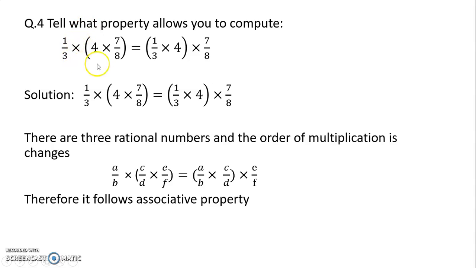You can multiply this and you can solve this part. So if these two come equal, that means the rational numbers follow the associative property. Over here they were asking only about the property, so it is the associative property.